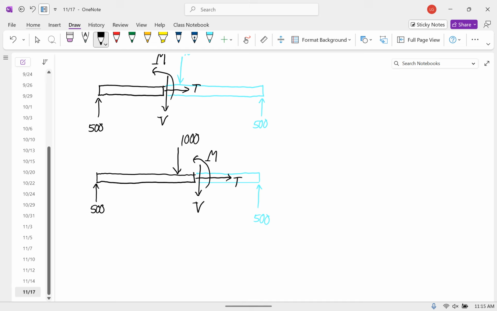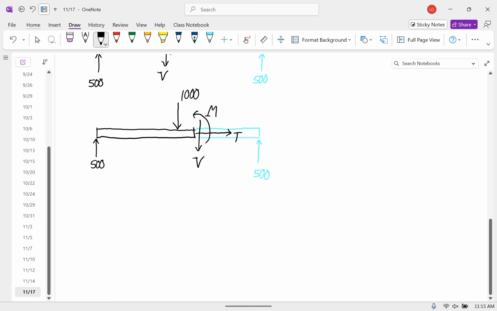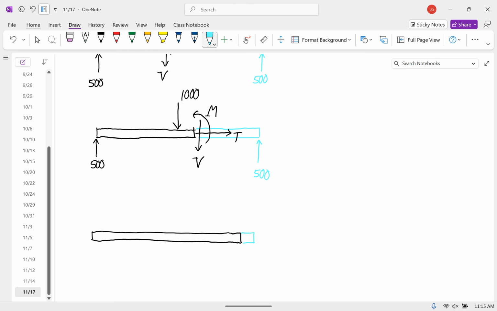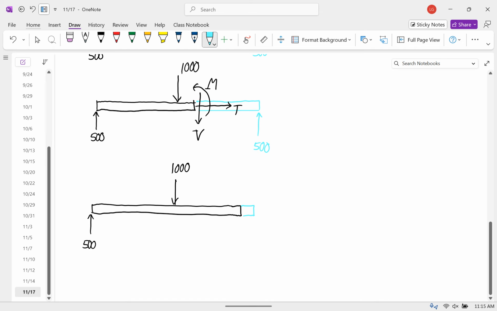Okay. And I'm going to do one more of these. So now the piece we're going to isolate goes almost all the way to the end. We just have a little bit that's not included. So now we have 500 here, 1000 here. We still have 500 here that doesn't act on the chosen body. And then we have the internal loads.